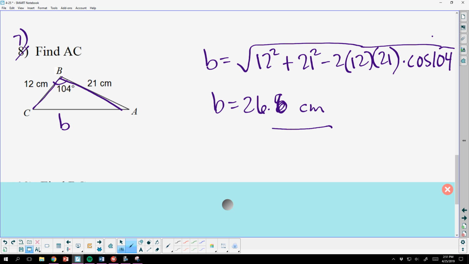When you have a side, side, side, that is where you use law of cosines, but then you're solving for the angle. So that's where we squared each side of the equation. I'll walk you through one of those.